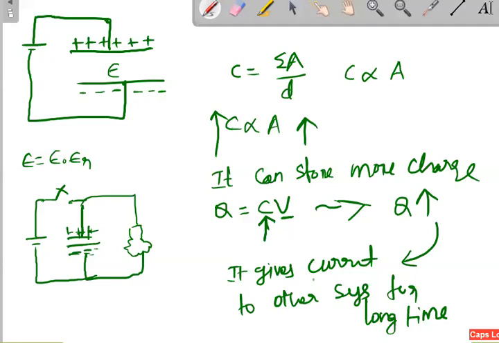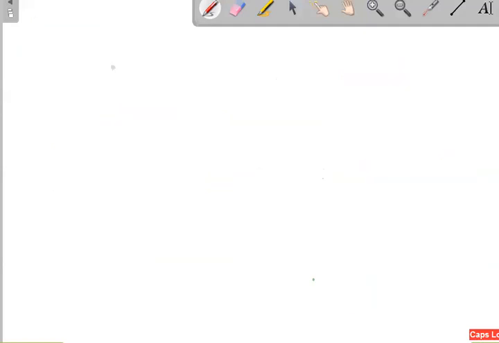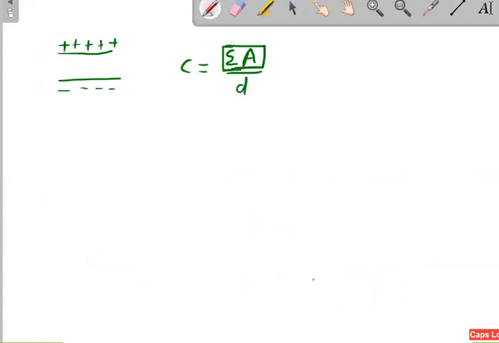Say this is epsilon, this is positive and this is negative, and C is equal to epsilon A divided by D. Say for example, if I fix epsilon and A and vary my D, what happens? Say if D is small, my plates will be like this.